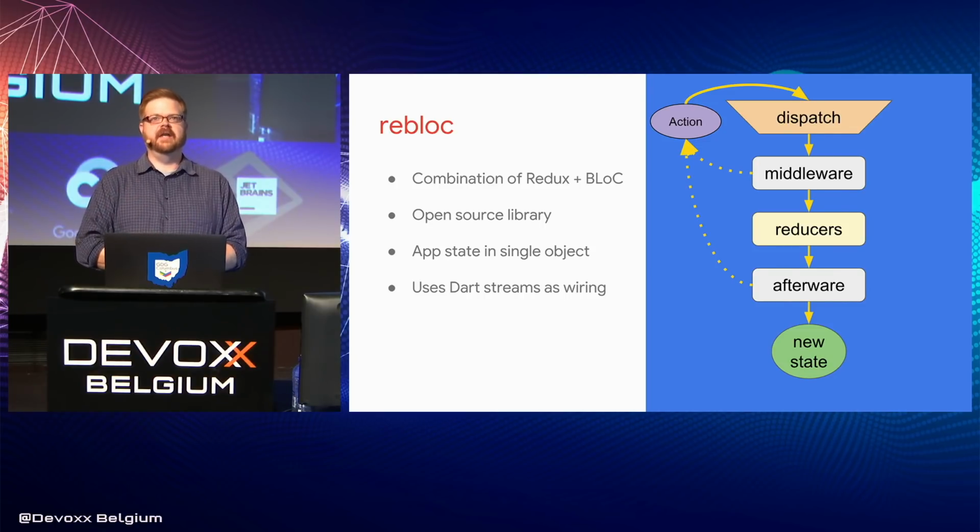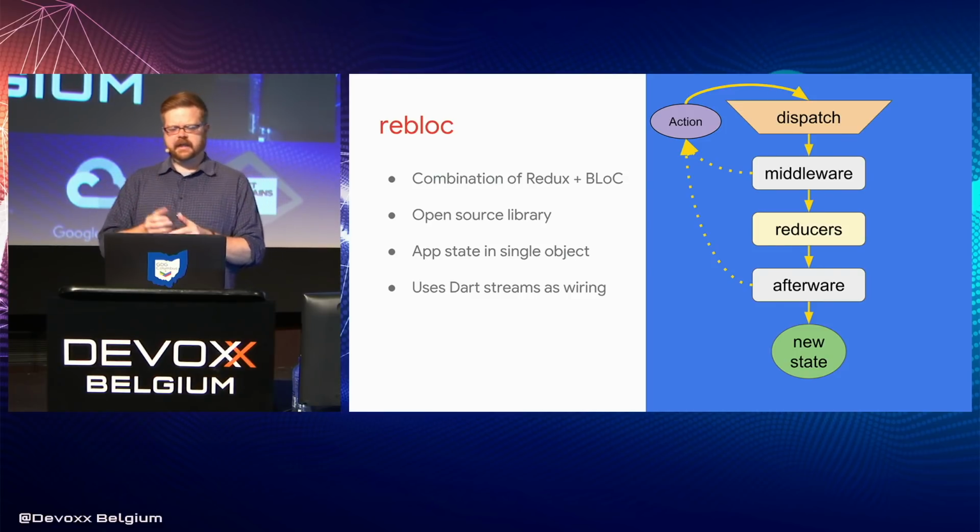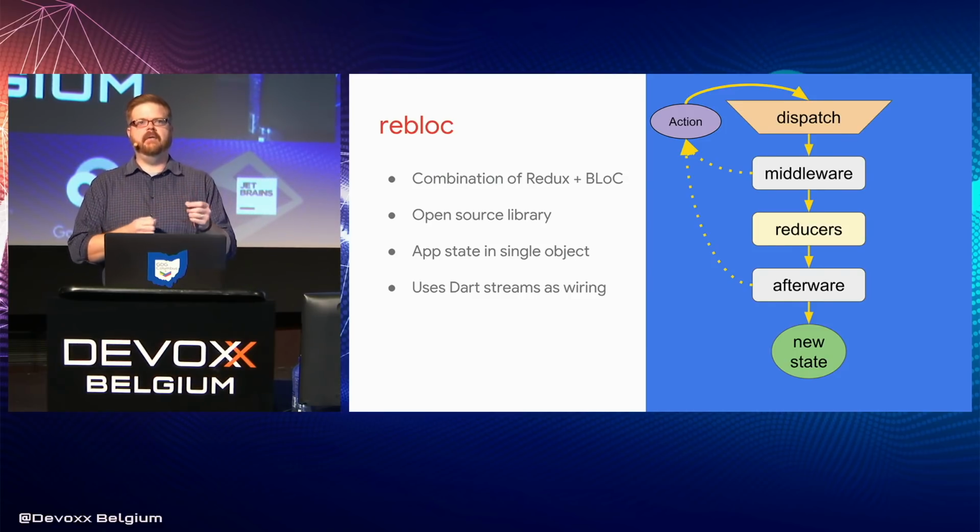This app takes advantage of a library called reblock, which is a combination of Redux and another pattern used by Dart called block, which is business logic components. It's a separate open source library, and it maintains app state in a single object. So everything that the app knows about the list of conferences and who's speaking and all that, that's maintained in a single object. And it uses Dart streams as a way of wiring up changes that happen to this object.